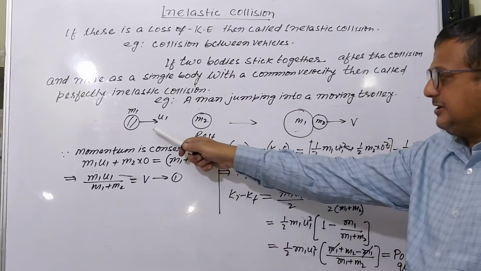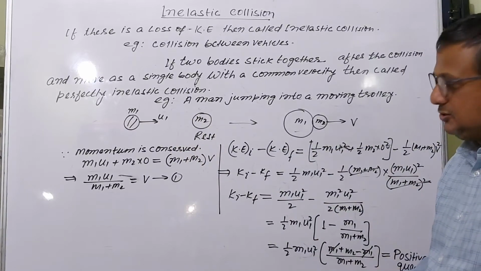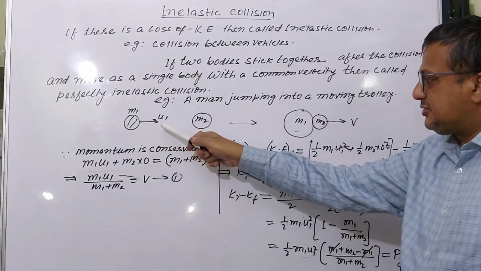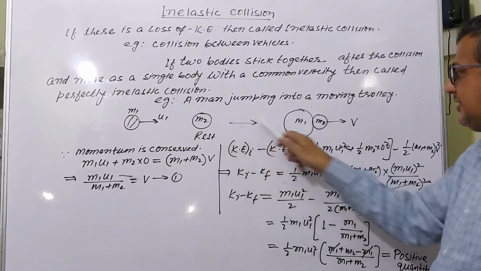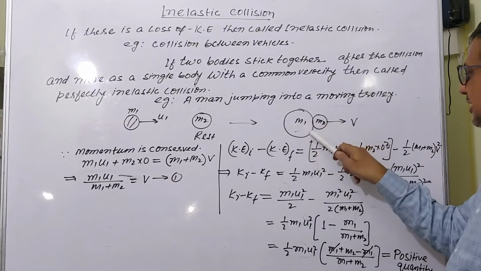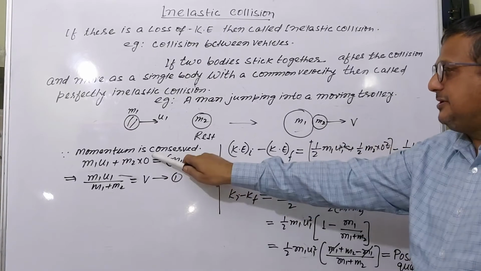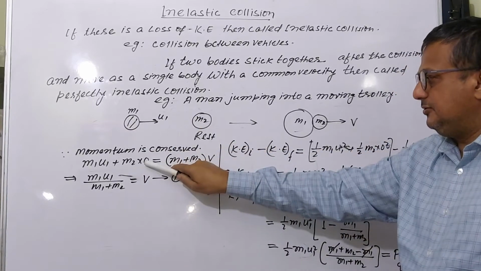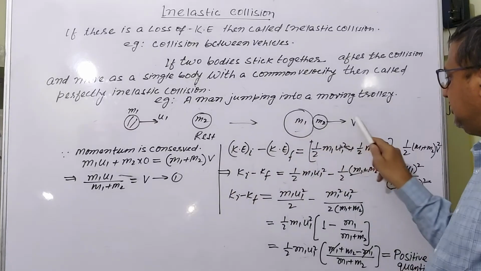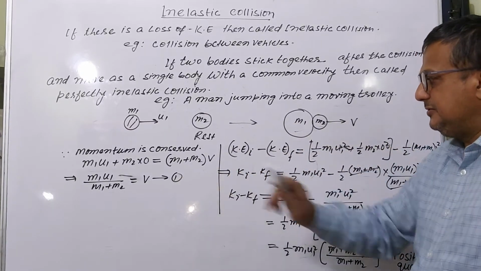Now we take one example. We want to prove that there is a loss of energy. This is mass m1, its velocity is u1. This is mass m2, it is at rest. After collision, both bodies stick together and move with a common velocity v. Now momentum is conserved, so m1 u1 plus m2 times 0 equals m1 plus m2 times v. We get the velocity from here. This is the first equation.